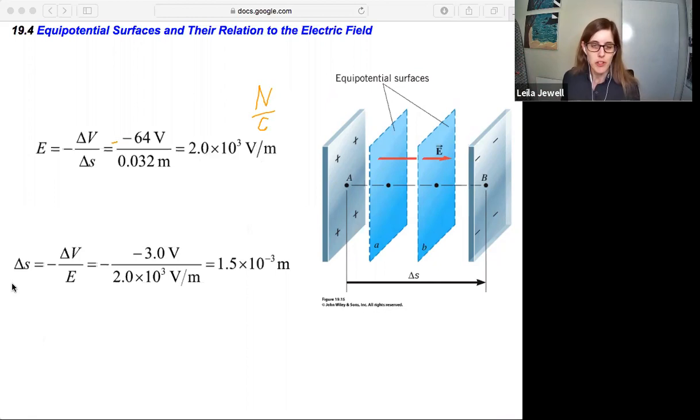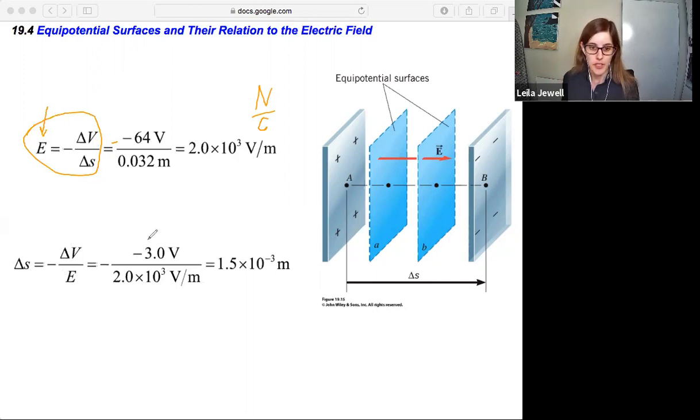Now, if we know that, we can rearrange this equation using the same electric field, but a different change in potential, and we'll solve for delta S. So multiply the delta S up and divide by the electric field. We get that delta S is equal to negative the change in potential divided by the electric field. And the electric field is the same anywhere between the plates. That's why we can use this 2.0 times 10 to the third volts per meter.